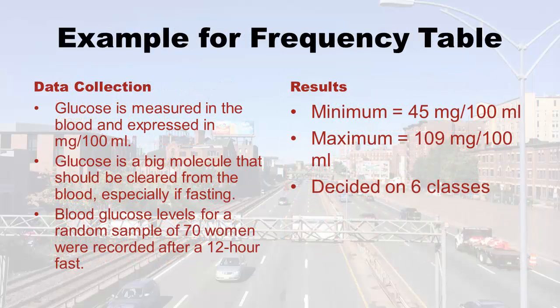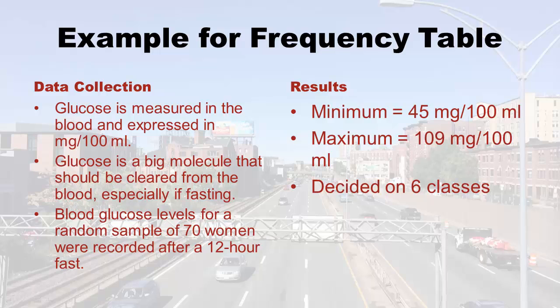So I'm going to give you another example for a frequency table. This one is also healthcare-y. Glucose is measured in the blood and expressed in milligrams per 100 milliliters. Glucose is a huge molecule and it should be cleared from the blood, especially if fasting. If you're not eating anything, you're not putting any glucose in you, your body's supposed to be metabolizing that. The problem is some people don't metabolize glucose very well. That's what diabetes is. So you care about how much glucose is sitting around in people's blood.